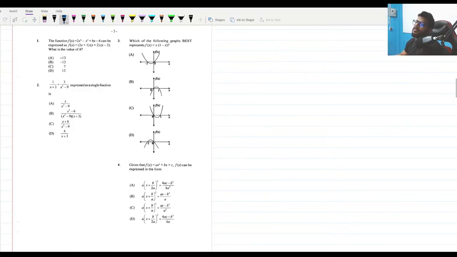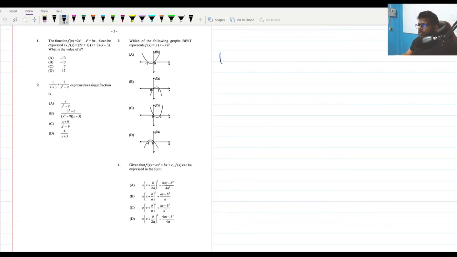I mean, how to do this? Sorry. You could solve this on your calculator. Check minus 13, minus 12, 7, and 13. And actually, yeah, let's do that. For those who have a calculator, let me cater for those who don't have a calculator. Let me do it.